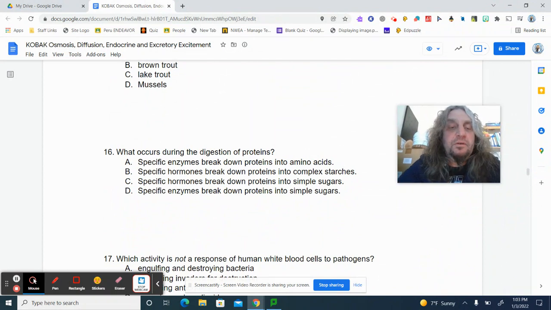Question 16, what occurs during the digestion of protein? A, specific enzymes break down proteins into amino acids. B, specific hormones break down proteins into complex starches. C, specific hormones break down proteins into simple sugars. D, specific enzymes break down proteins into simple sugars.